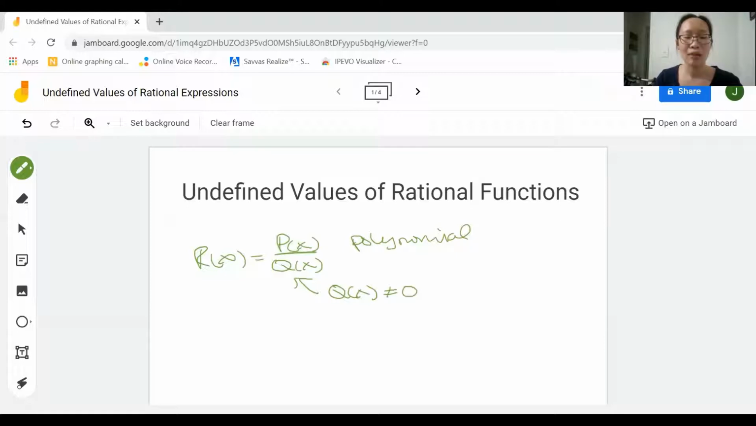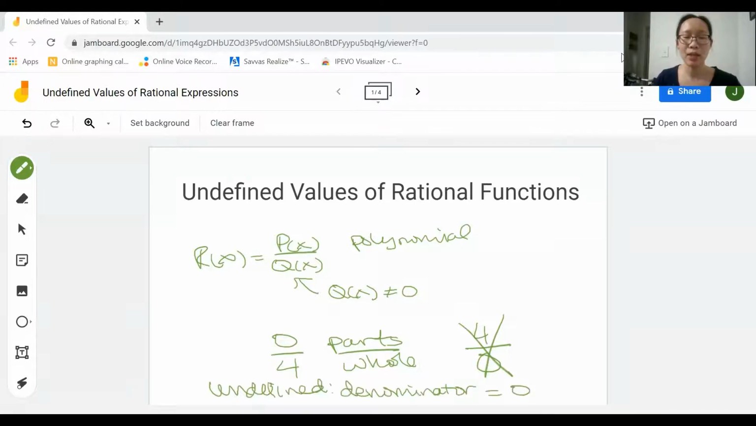If you have a regular fraction, like 0 over 4, you're talking about parts of a whole. So if you have 4 slices of cake, you're allowed to take none of them. But if your whole is nothing, you can't take parts of nothing. So this is not allowed. And when your denominator is equal to 0, your function is undefined. It means that whatever makes your denominator equal to 0 makes your entire function undefined. Let's take a look at some examples.